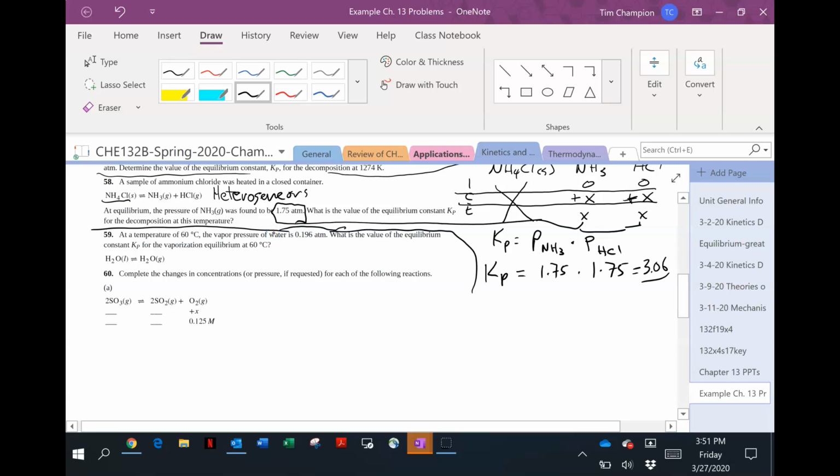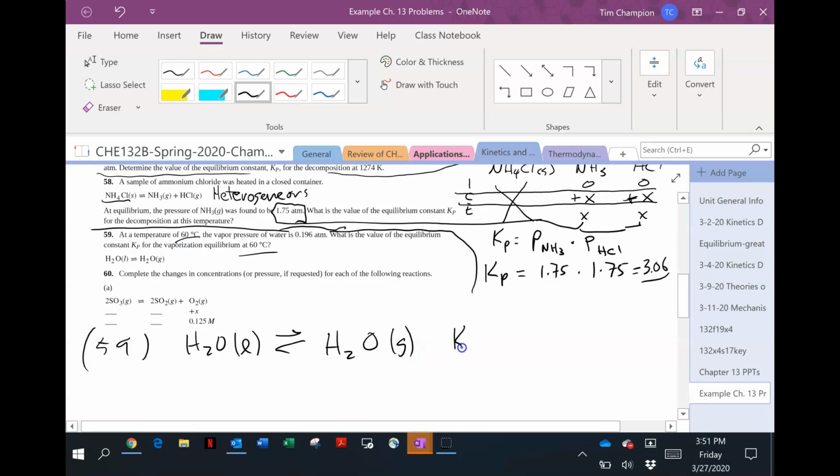All right, we're told the vapor pressure of water at 60 is 0.196 atm. What's the value of the equilibrium constant Kp for the vaporization equilibrium at 60? So our data at 60 and our Kp at 60, those are the same. That's good. We can use that. So 59 here, we've got H2O liquid in equilibrium with H2O gas. This is just the vaporization of water.